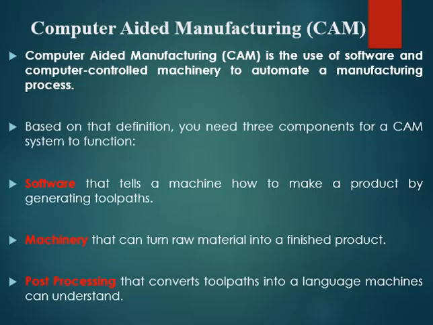Next, now we are entering into CAM. What is CAM? CAM is computer aided manufacturing. Here the software and computer controlled machines are used to automate the manufacturing process. So here two components are compulsory to make the manufacturing process automated. What are the two main components here? The software and computer controlled machinery.